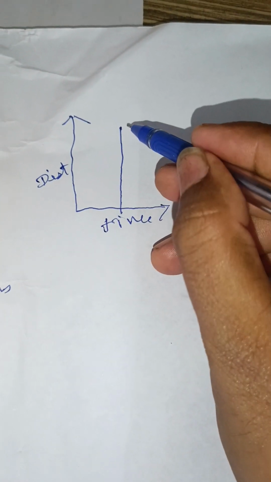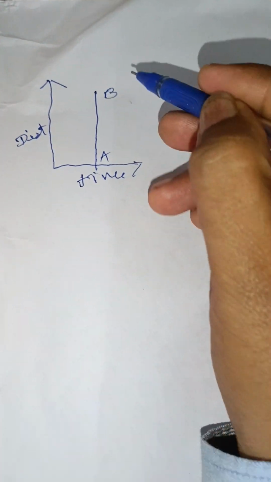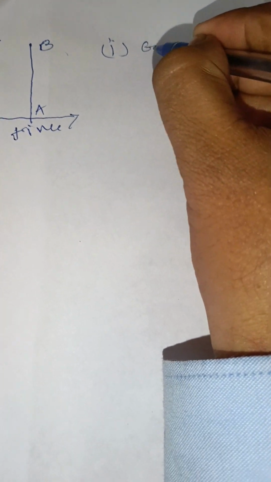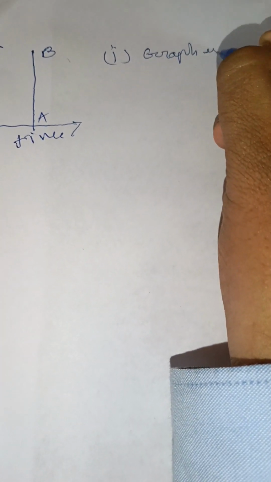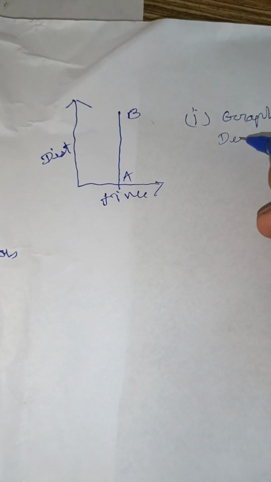You can consider this is my A and this is my B. Since the graph is parallel to the y-axis, we can say that the graph is parallel to the distance component.